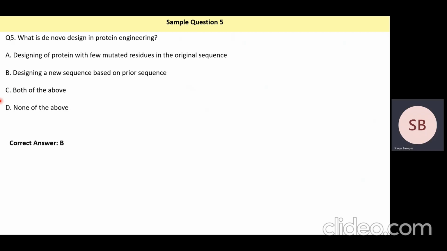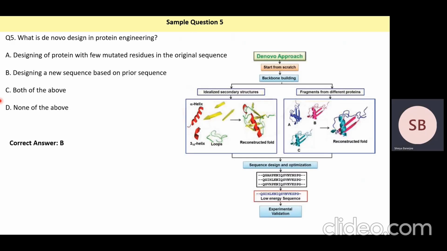So the correct answer is B. The de novo approach is that we start from scratch, where no knowledge of prior sequence is used. So basically, backbone building is done.